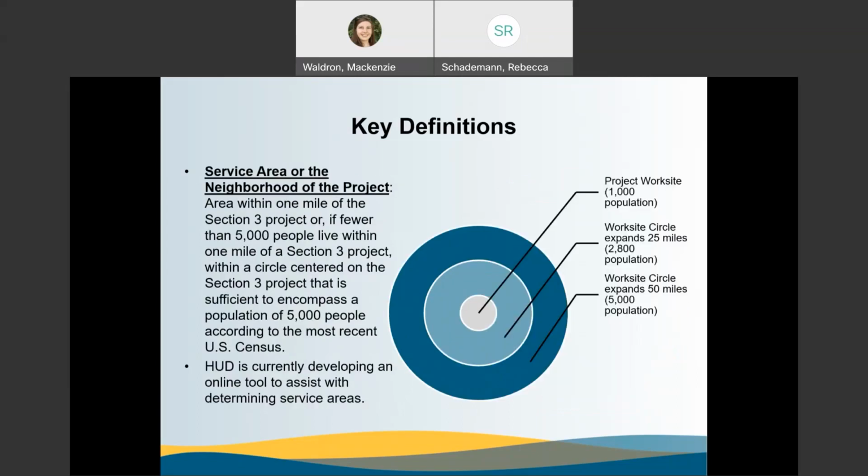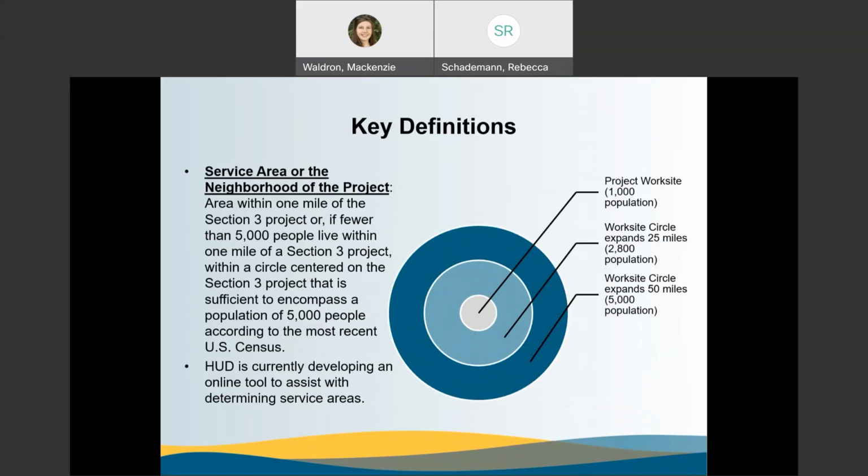Finally, a service area or a neighborhood of the project is defined as an area within 1 mile of the section 3 project, or if fewer than 5,000 people live within the 1 mile of the section 3 project, within a circle centered on the section 3 project that is sufficient to encompass a population of 5,000 people according to the most recent US Census.